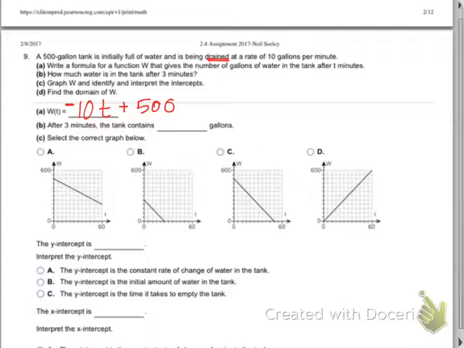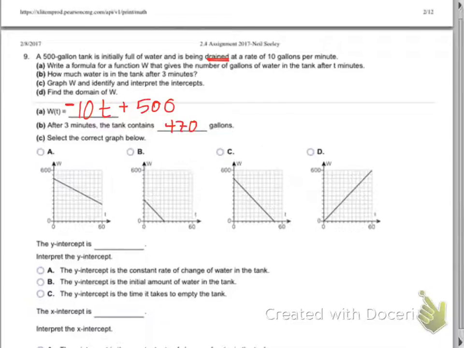After 3 minutes, so if you put 3, substitute 3 into this problem for t, plug it in there, you get 30. So negative 30 from 500 would give you 470. Okay, so it's just using, can you plug numbers in to make predictions about what to expect in there?